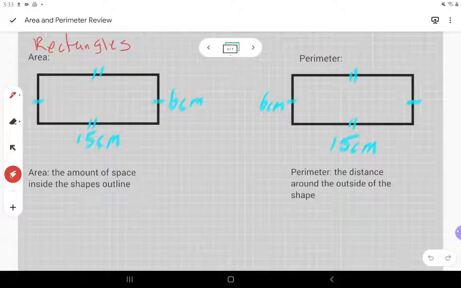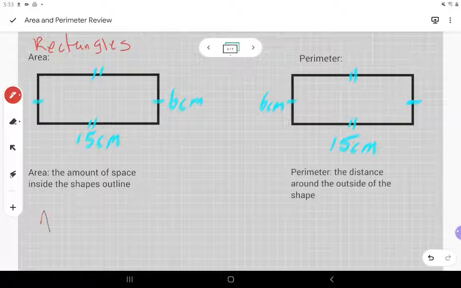When I'm looking at finding the area, I see that this side length is 6 centimeters because there are 1, 2, 3, 4, 5, 6 little lines or squares here. And that really means I've got 6 rows, right? That first row and this second row and a third row and so on. And each row in this case has 15 squares. So that's our 15 centimeters here.